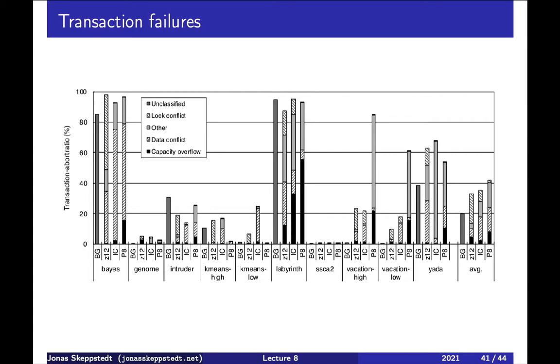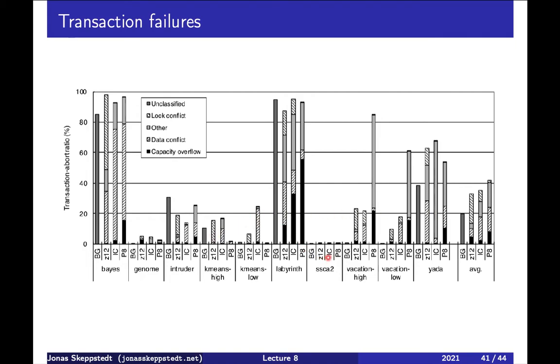So let's look now at the fraction of started transactions which abort. So this is really, in some sense, the bottom line of how good hardware transactional memory is. Because if they usually fail, then there is a big problem for everyone involved. But as we can see here, for many of the programs, most of the transactions succeed.